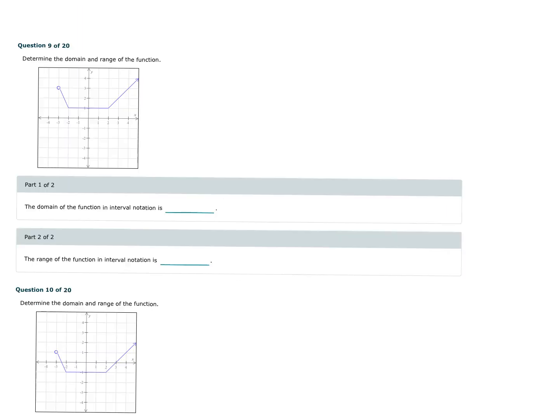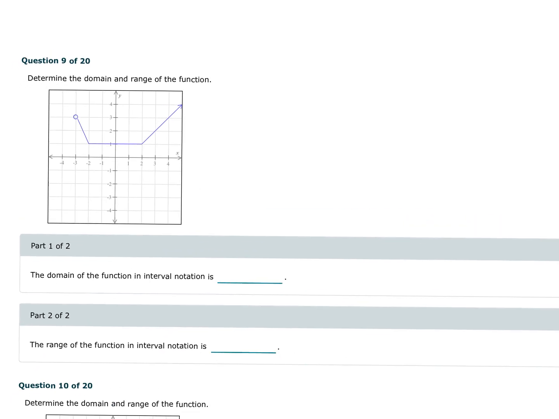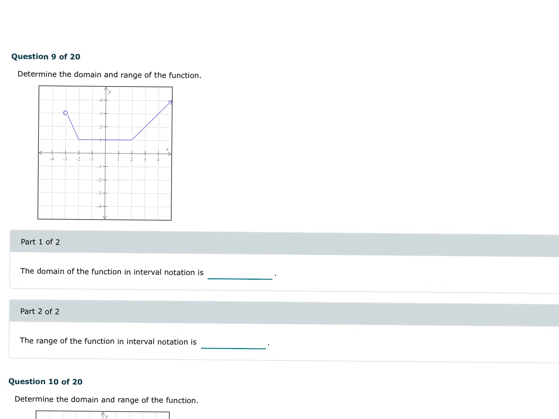All right, let's move on to number 9. So number 9 says determine the domain and range of the function. Keeping in mind that the domain is from left to right because we're describing the x values and the x-axis goes from left to right. We are going to use interval notation.